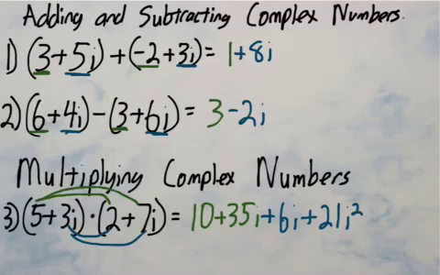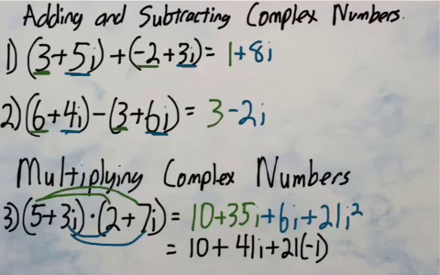Trying to simplify this and clean it up, we have 10 plus 41i plus 21, and in place of that i squared, I'm going to substitute what we just talked about on the last page. I'm going to plug the negative 1 in there. And that would give me 21 times the negative 1 makes a minus 21. So I'll have 10 minus 21, which is negative 11, and then plus my 41i.